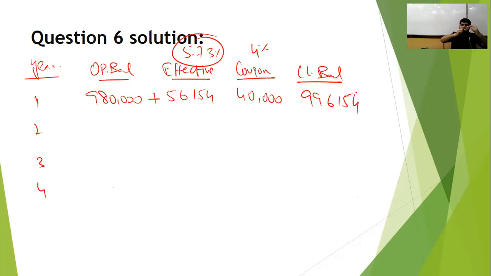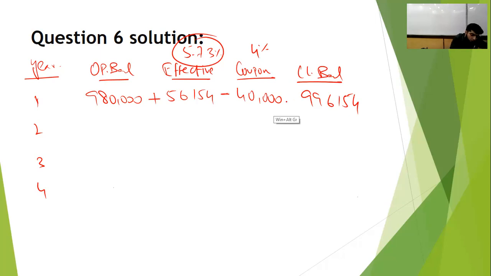If your amount of investment will increase, you will demonstrate in this question. Once your amount of investment will increase, definitely higher will be the amount of interest income. So it means you invested 980,000. The company said you will earn an amount of interest that is 56,154, but we will give you the amount of 40,000, that we will pay you 40,000.